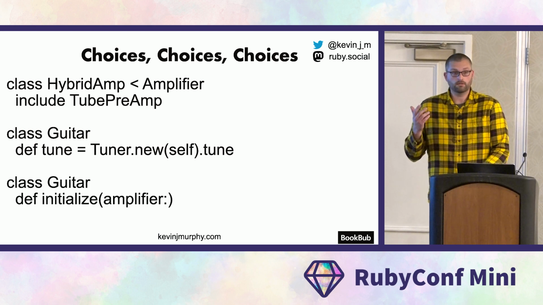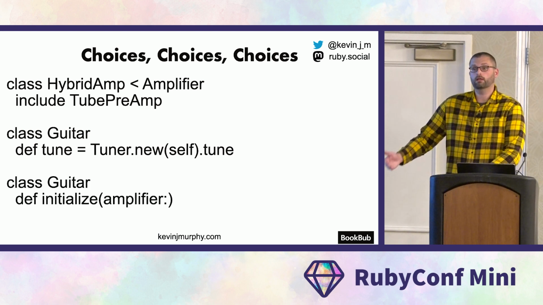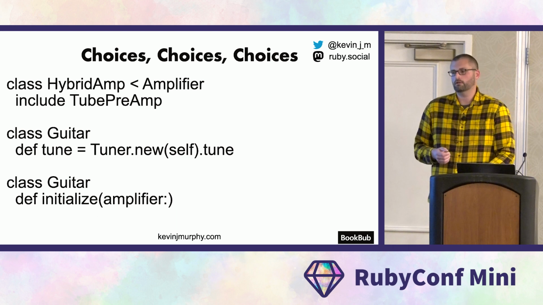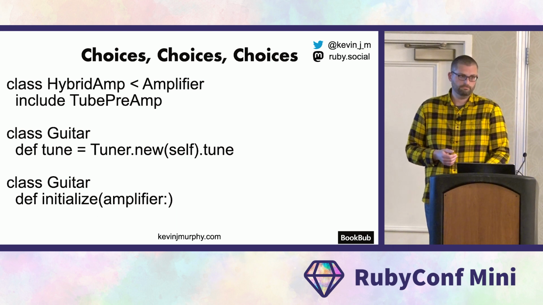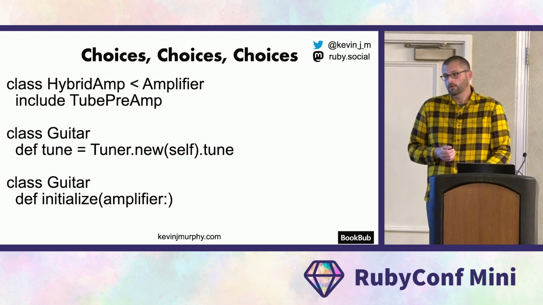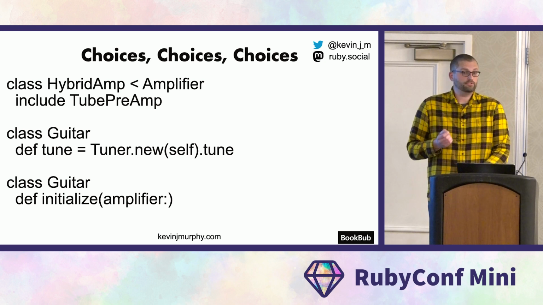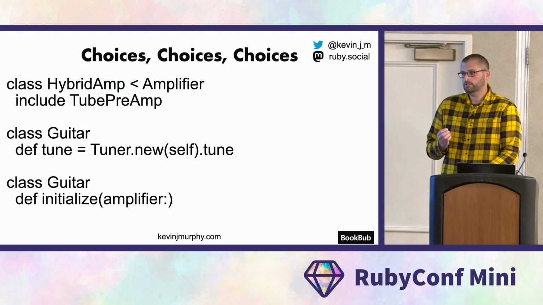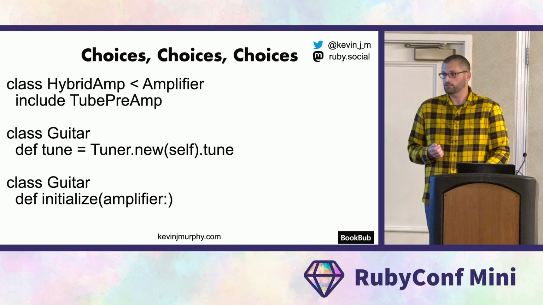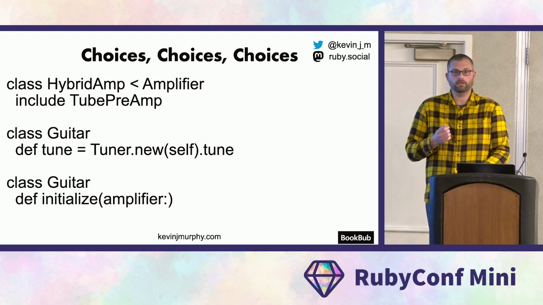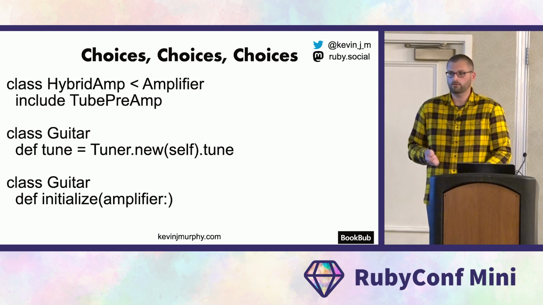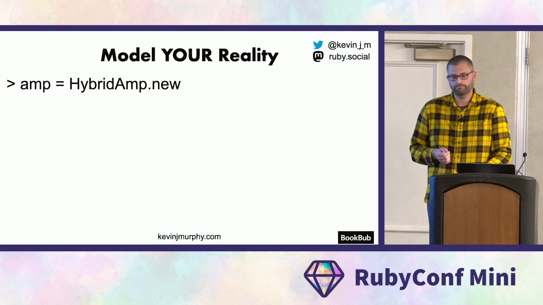And our guitar knows how to work with an amplifier, but it needs to be told what the amplifier is at the time that we're constructing our guitar. So what do we use? The good news is we've shown in this presentation that all of these will work. They just have different trade-offs and constraints you need to apply. And what it comes down to is knowing how you plan on assigning those constraints in your system.